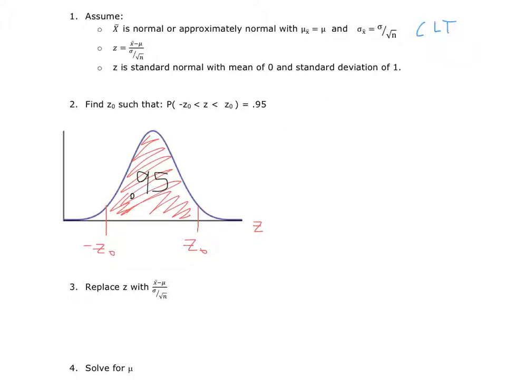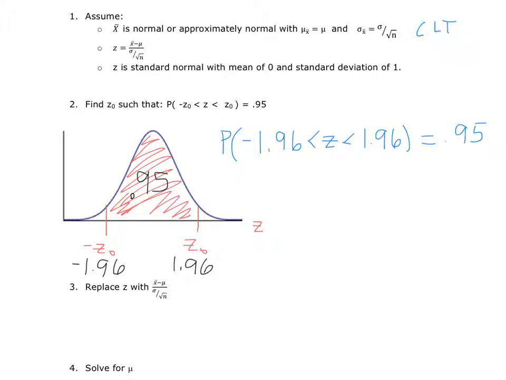So if we look that up on our probability tool, which maybe you can go test out if you want, we're going to find that that z value is 1.96. So the negative z sub 0 is then negative 1.96. We can rewrite that probability statement now using those values instead of z sub 0. So this becomes the probability that negative 1.96 is less than z is less than positive 1.96 is equal to 0.95.